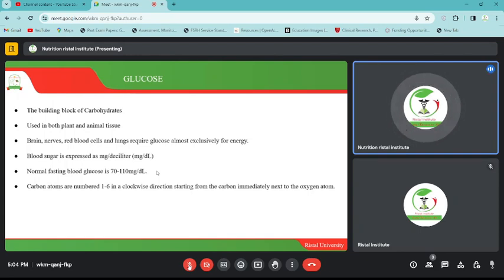The carbon atoms are numbered from 1 to 6 in a clockwise direction, starting from the carbon immediately next to the oxygen atom.